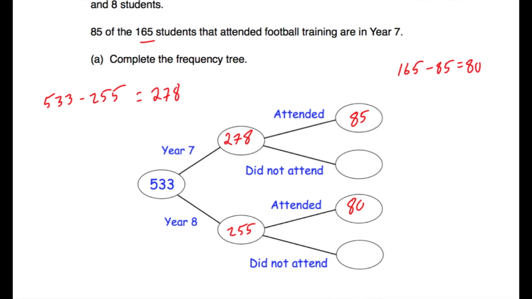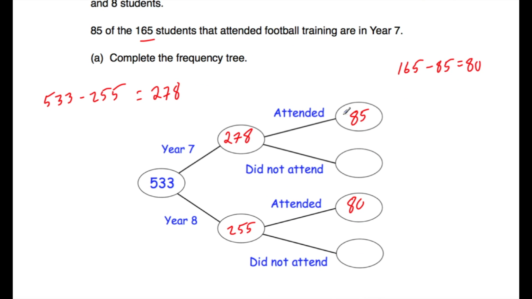And then finally, let's work out these two missing numbers by taking the 85 away from 278 and the 80 away from 255. So 278 take away 85 is equal to 193, and here for the year 8s who didn't attend, 255 take away 80 is equal to 175. So that means that 175 year 8 students didn't attend. And that's it, so we've completed the frequency tree.